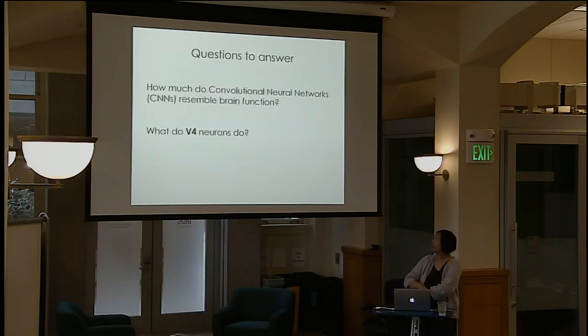So with this deep learning connection, we set up two questions. How much can the convolutional network, which is one form of deep learning, really give us evidence on resembling brain function?